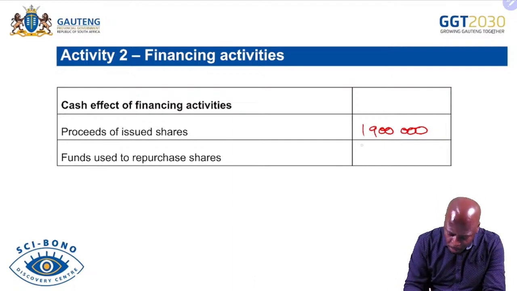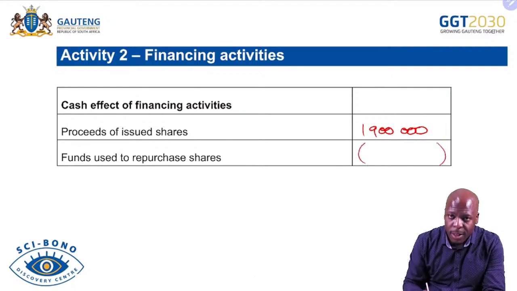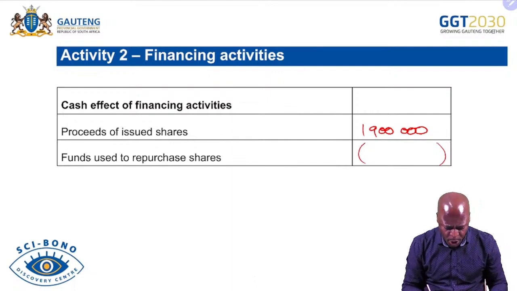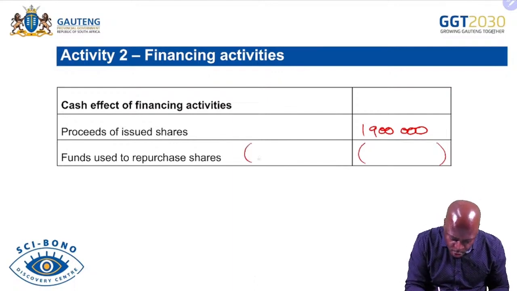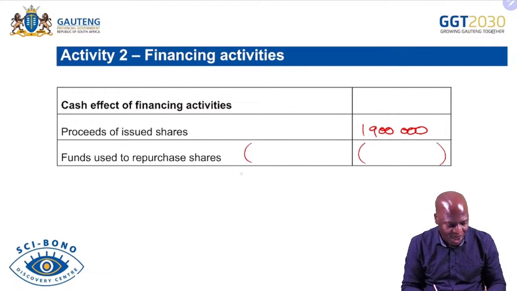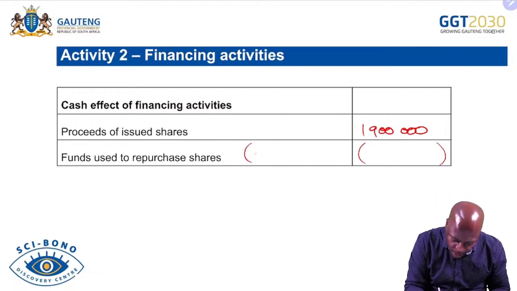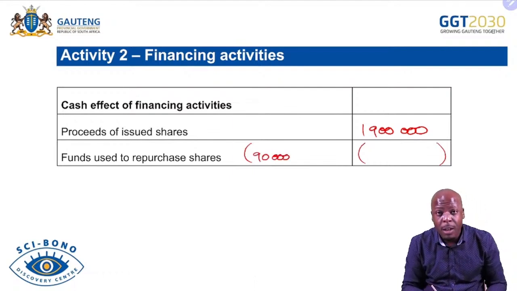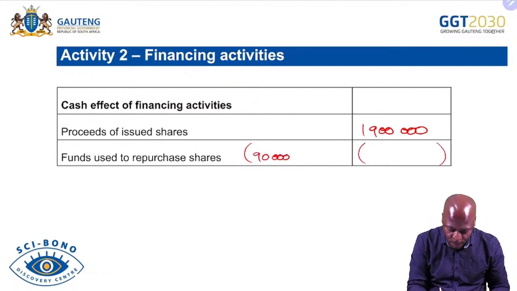Funds used to repurchase. Once you are buying back, it will be a cash outflow. We're buying back shares. It becomes a cash outflow. How many shares did we buy back? The question told us we bought back 90,000 shares. Do you still remember? We had three amounts on the triangle. We had our 10 Rand, okay? We had our 9 Rand 10 cents, and we had our 90 cents.